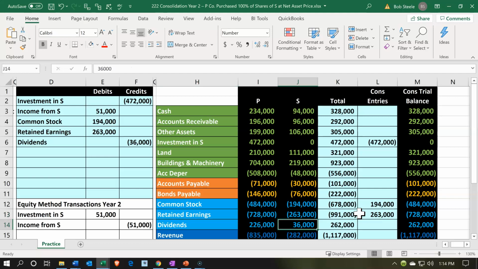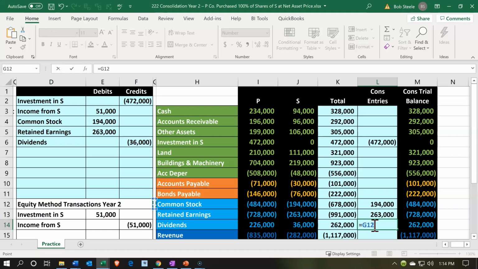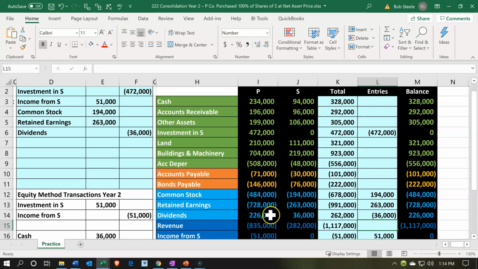Then we have the dividends. We've got to remove the dividends because we paid the dividends to ourselves if we're consolidated now. So in L14, I'm going to say equals and pick up that 36,000. So there's what P had, there's what S had. S's dividends went to P. So there's the total. We removed S's dividends, bringing us back to just the dividends that went out for P, the parent company, because P's dividends actually went outside to the shareholders of P, and S's dividends went to P.